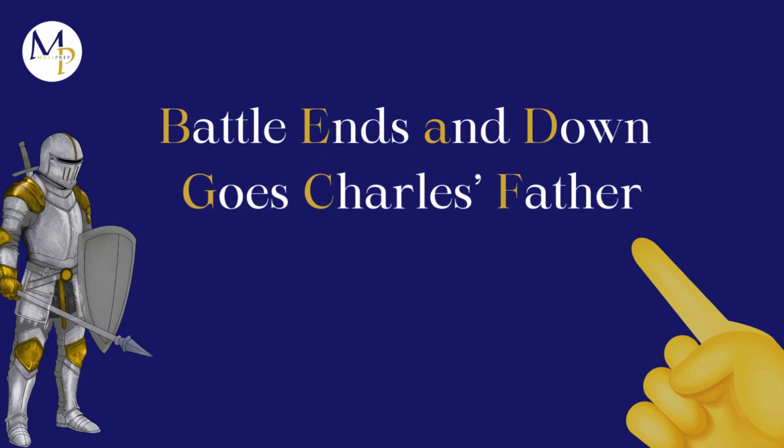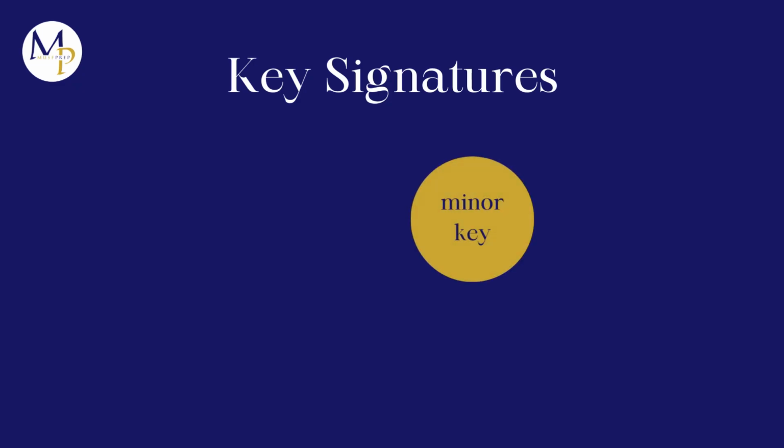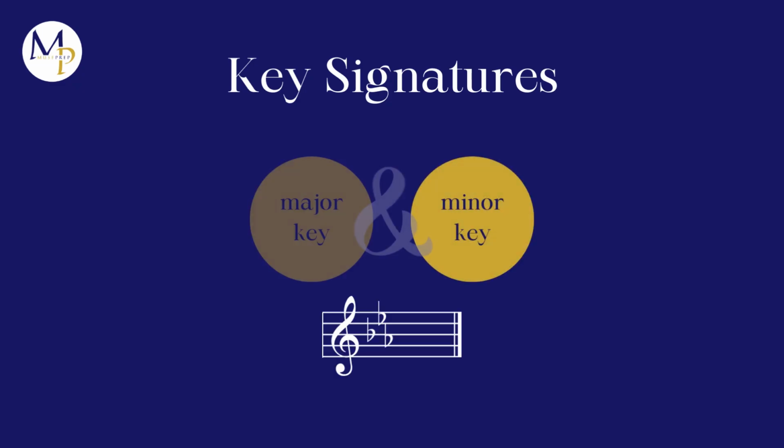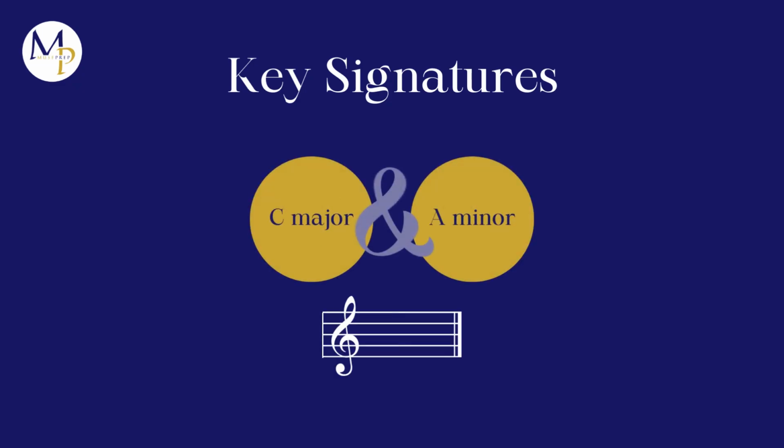One more important detail: minor keys share the same key signatures as their relative major keys. C major and A minor have no key signature. G major and E minor both have one sharp, F sharp. D major and B minor have two sharps, F sharp and C sharp, and so on.